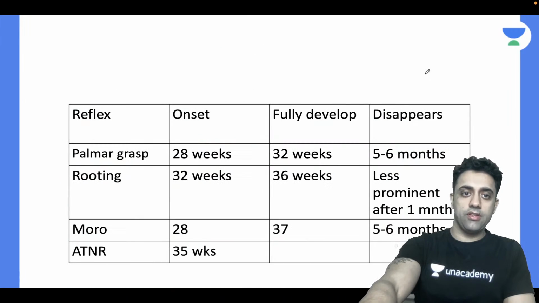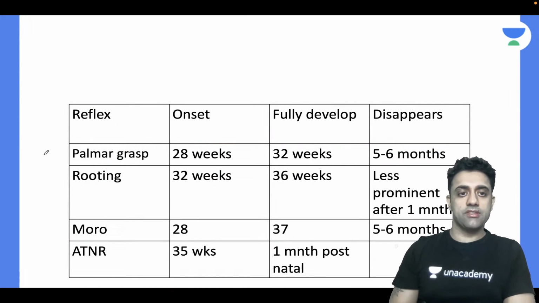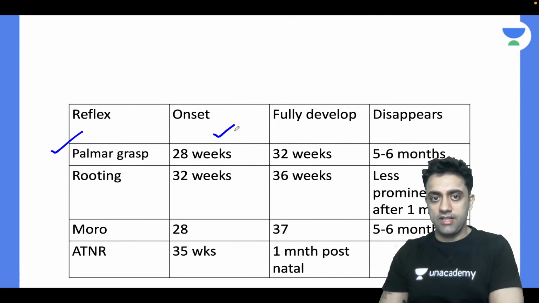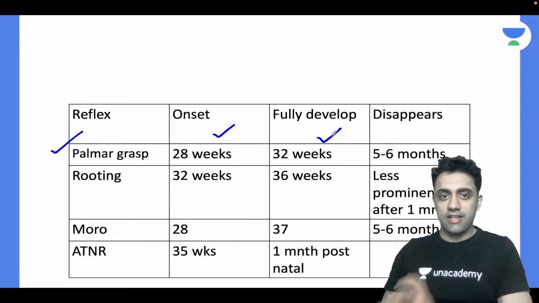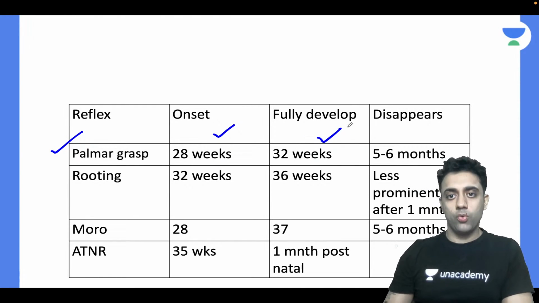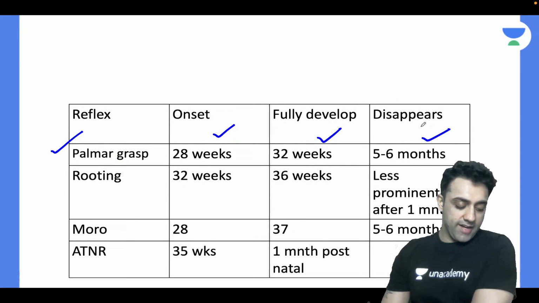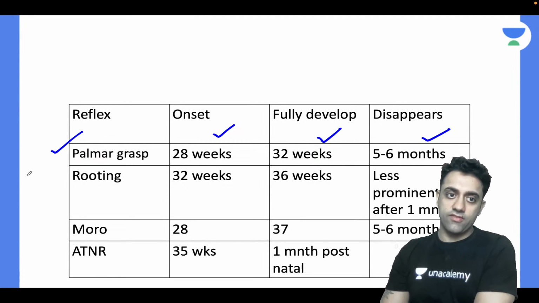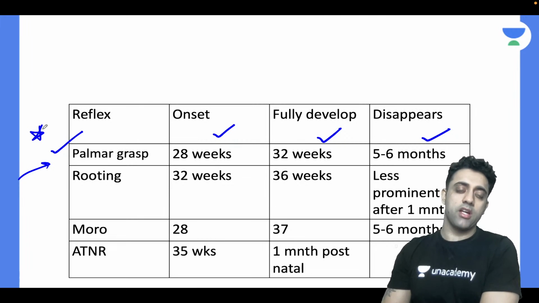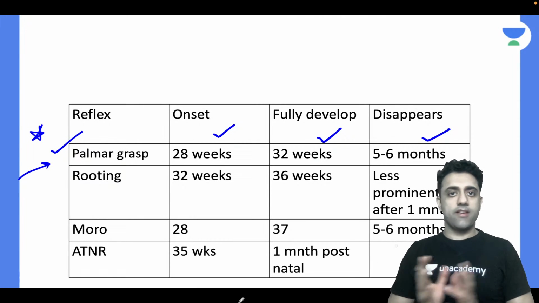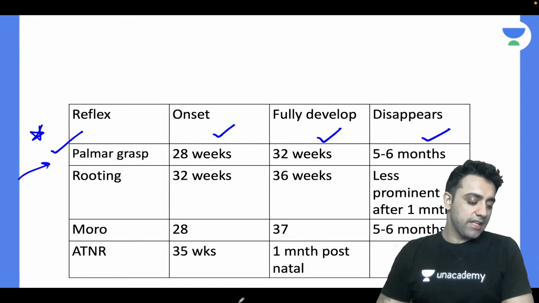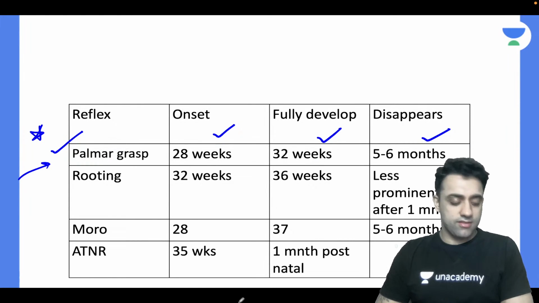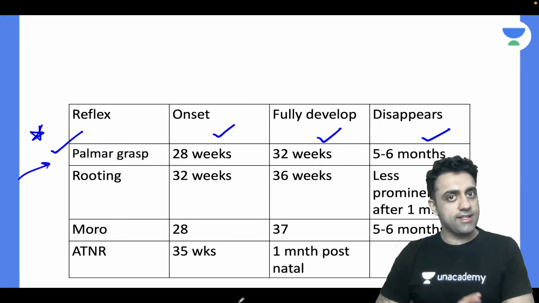Coming to the first exam question, the palmar grasp onset comes at 28 weeks, fully develops by 32 weeks, and disappears by 5 to 6 months. That finishes the first NEET PG question. Star mark: all these reflexes are important. There are 6-7 important reflexes. Let's finish them in the next 30 minutes. This class will be exactly 30 to 40 minutes. 10 मिनट हो गए हैं, आधा घंटा रह गया, अच्छे से पढ़ लो.